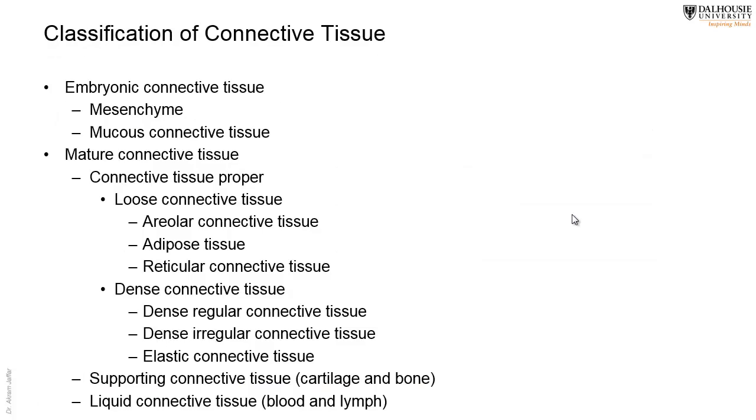Then we are more concerned about mature connective tissue, and there are 3 types of mature connective tissue. Connective tissue proper is the main type we are concerned about today. Then we have supporting connective tissue, as I mentioned before, the bone and cartilage, which we are going to deal with when we study the musculoskeletal system. And then there's the liquid or fluid connective tissue, which is present in the blood and lymph, and we are going to study that later on in another block.